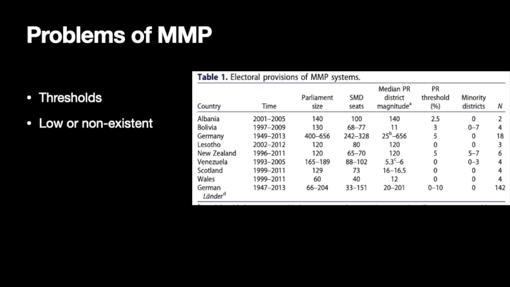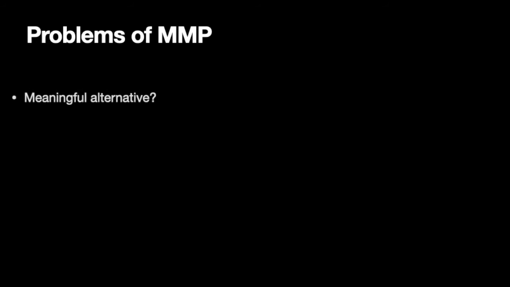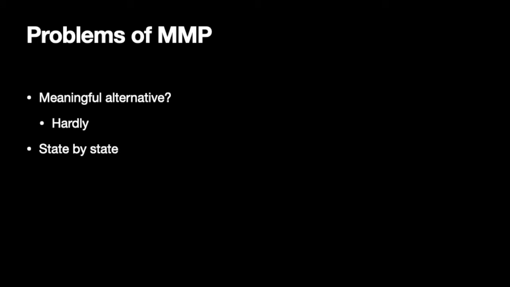While that may be good for representation, it can certainly be bad for functionality, which will allow fringe parties into government, sowing their chaos. Can it be concluded, then, that an MMP system can provide a meaningful alternative to a disproportionate, though quite functional, SMP system? Hardly. Each case needs to be looked at individually.